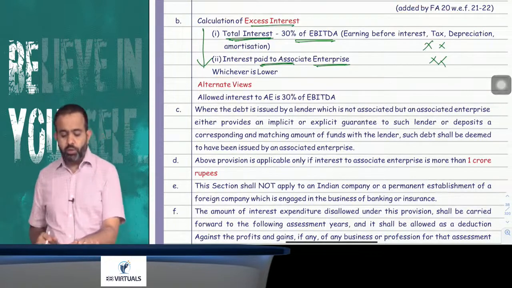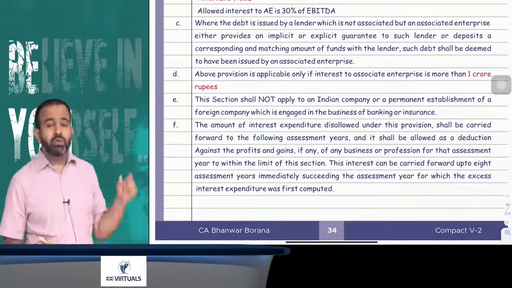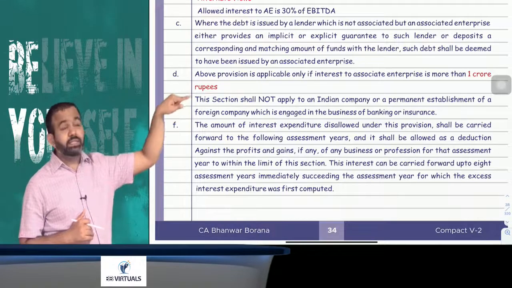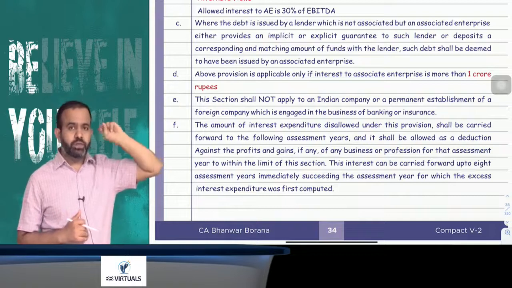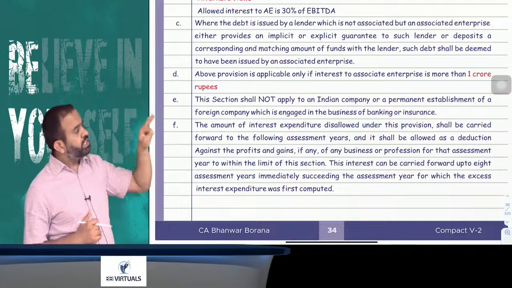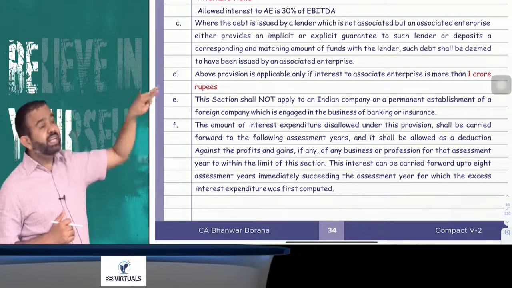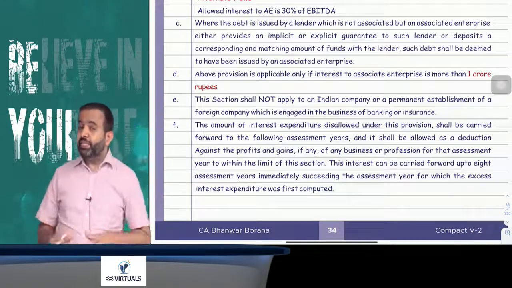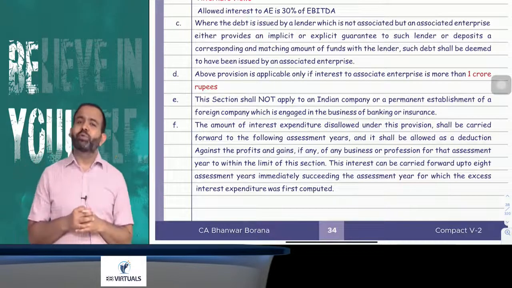Now, all people just pay attention. Many times it happens that you have not taken a loan from your associate enterprise, but your associate enterprise gave a guarantee for that loan, or your associate enterprise deposited a matching amount with that lender. In that case, it will be presumed that you have taken the loan from your associate enterprise.